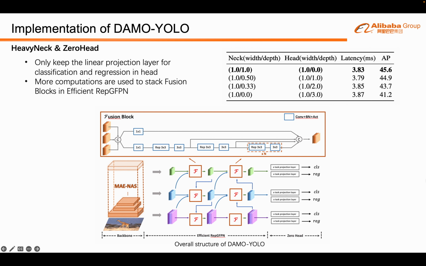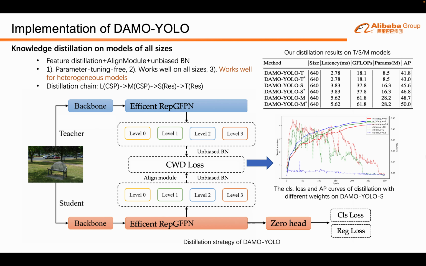The overall structure of DAMO-YOLO is shown in the figure below. It consists of the backbone searched by MAE-NAS, efficient RepGFPN, and zero head. Finally, we will introduce knowledge distillation in DAMO-YOLO. The overall distillation strategy is shown in the figure below.